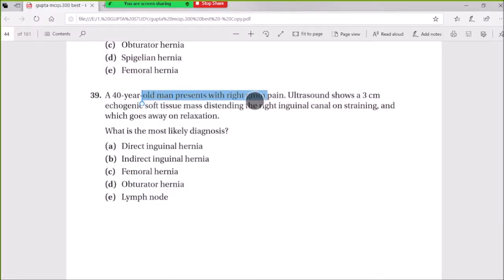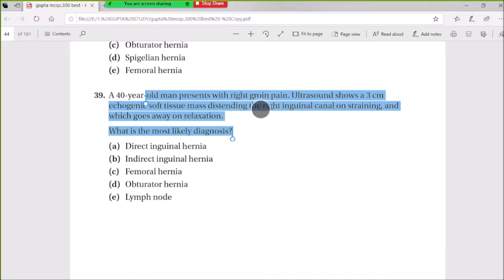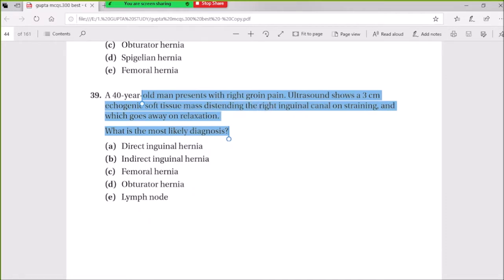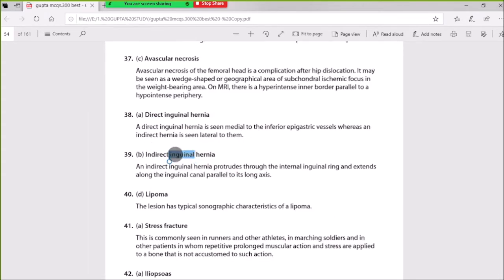A 40-year-old man presents with right groin pain. Ultrasound shows a 3 cm echogenic soft mass in the right inguinal canal on straining, which goes away on relaxation. What is the likely diagnosis? Indirect inguinal hernia, because an indirect hernia protrudes through the inguinal ring and extends along the inguinal canal.